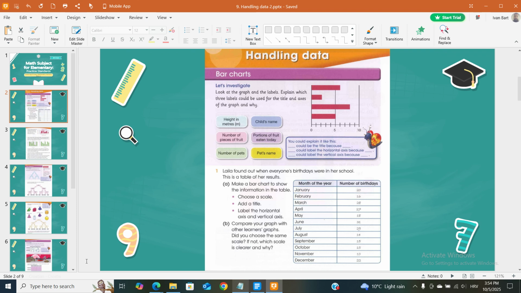You could explain it like this. Could be the title because. Could label the horizontal axis because. I could label the vertical axis because.